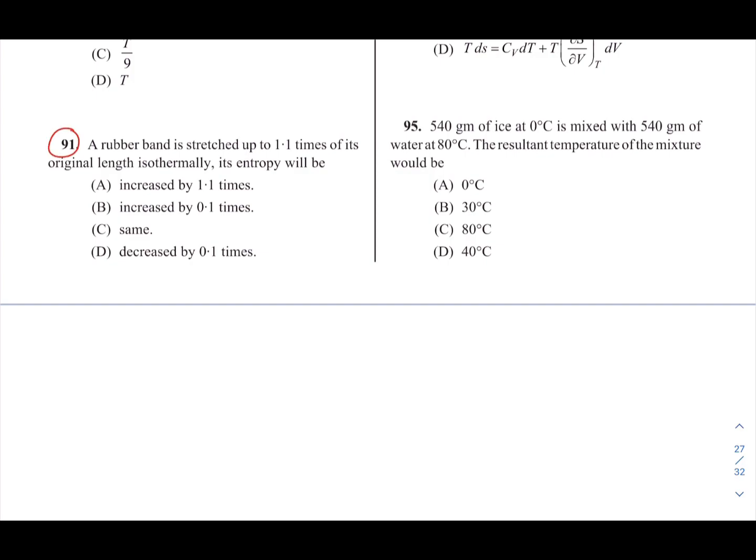A rubber band is stretched up to 1.1 times of its original length isothermally. Its entropy will decrease because the entropy change delta S is equal to dq by T, and when you stretch the rubber band, heat is produced. That means dq is negative. So delta S is also negative, but we need more information to calculate the entropy change quantitatively. So I'll leave it as it is.